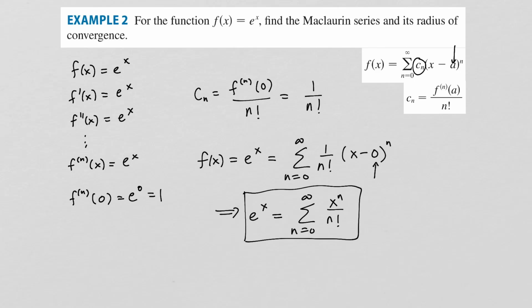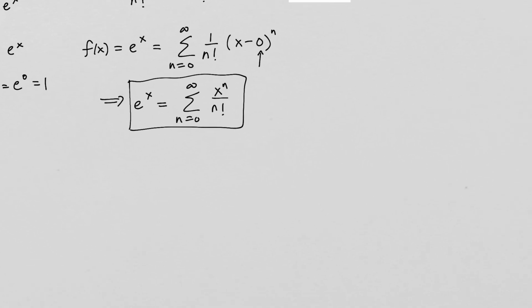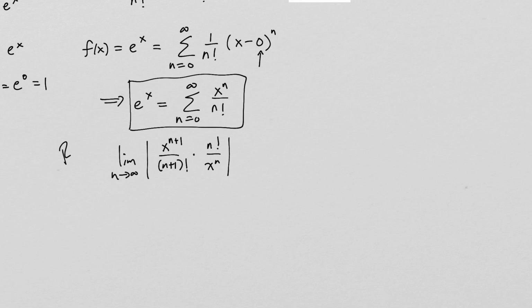Now, what is its radius of convergence? Well, to get the radius of convergence, let's find the interval of convergence. And to do that, we'll take the limit as n goes to infinity of the absolute value of the n plus 1 term multiplied by the reciprocal of the nth term. So what am I doing here? Well, I'm using the ratio test, right? The ratio test is the test that we use to find the interval of convergence.